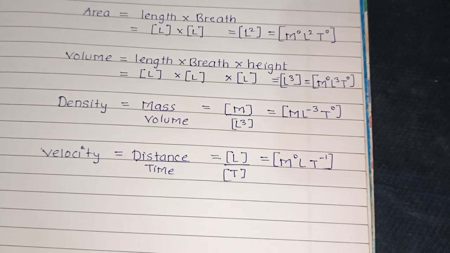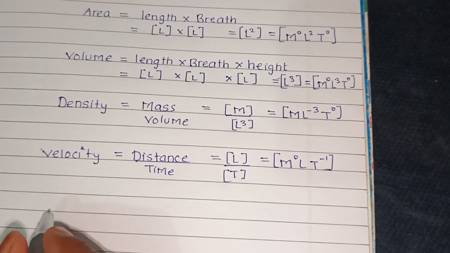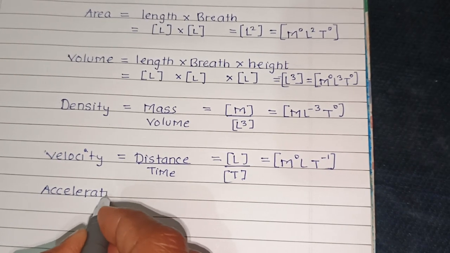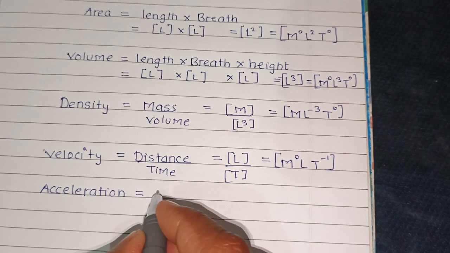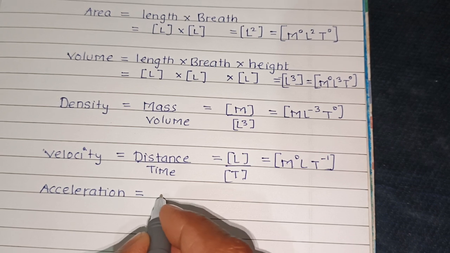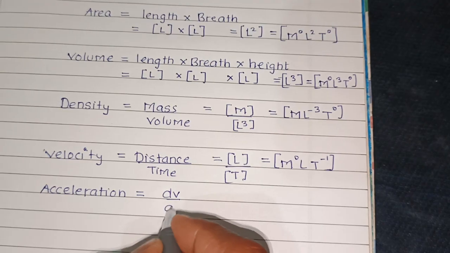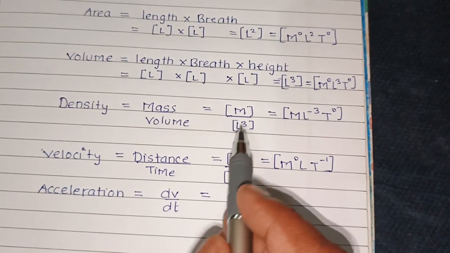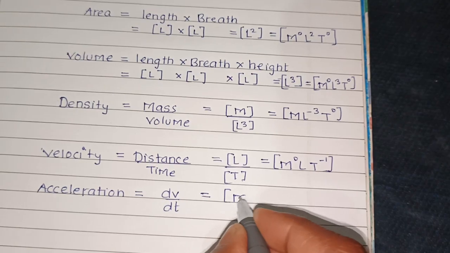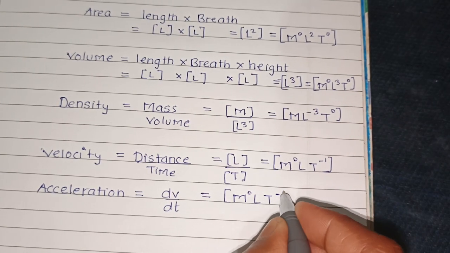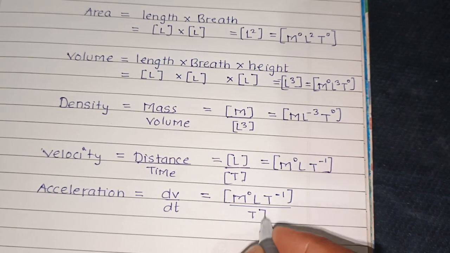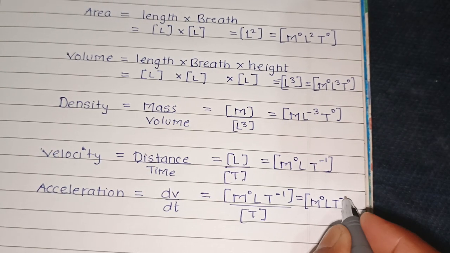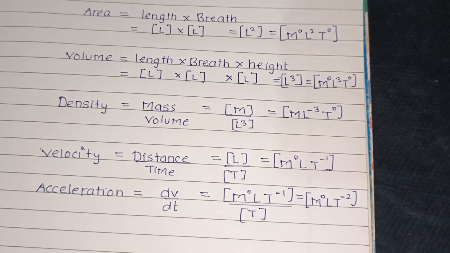Okay, now next, acceleration. Acceleration is dv by dt, and the velocity dimension is M to the power 0, L T to the power minus 1 and time dimension is T. So this is M to the power 0, L T to the power minus 2. This is the dimension of acceleration.